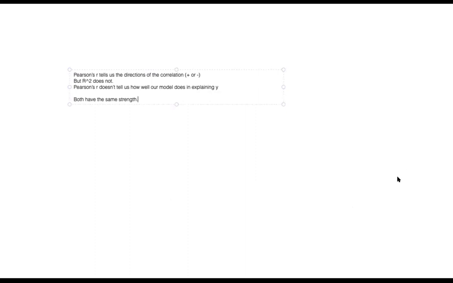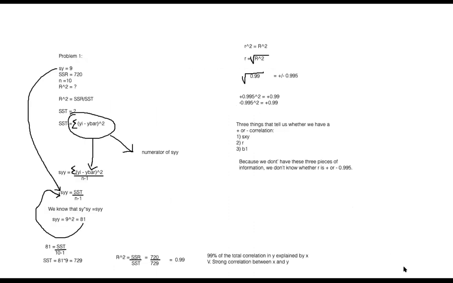Okay. So in this case, I'm looking at the question again. We don't have the value of R. If I asked you, is this a positive or negative correlation, your answer is there's not enough information to tell, right? We don't have the value of R to respond to that question.